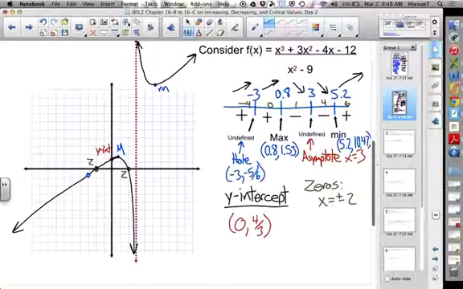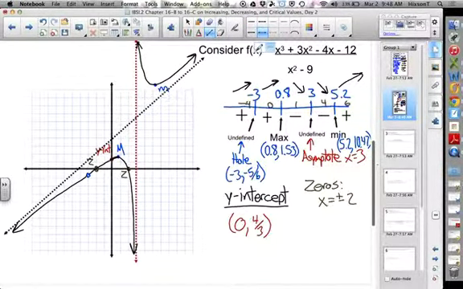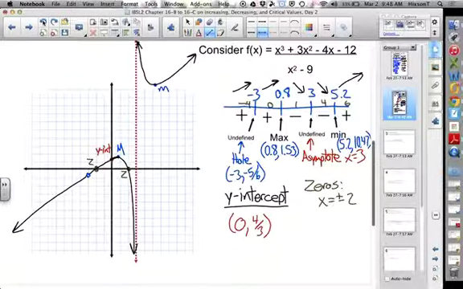Okay? And by the way, here's that diagonal asymptote I was telling you about. It's going to approach that line up there. It's going to approach that line down there. You don't have to graph that, but FYI.